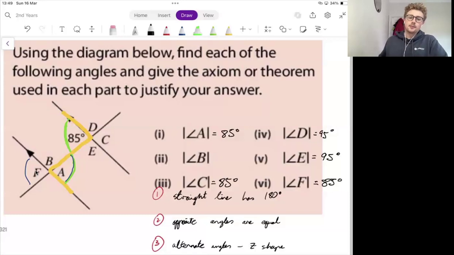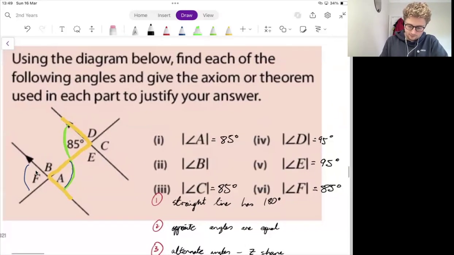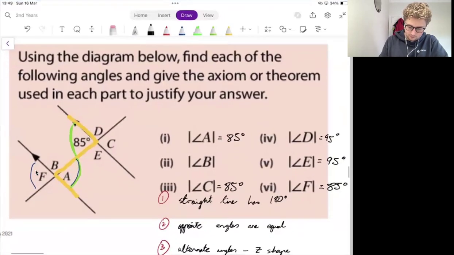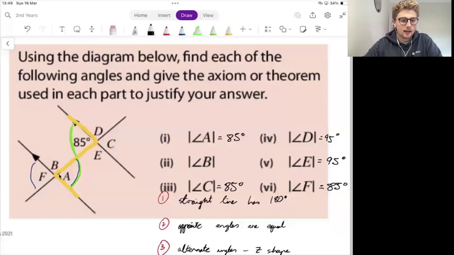Okay, so the last one that we have left is the angle B. And I have a few options here. So I could say that there's a straight line here. So the angle B and the angle A make a straight line. The angle A is 85, so the angle B must be 95, right? Make it up to 180.